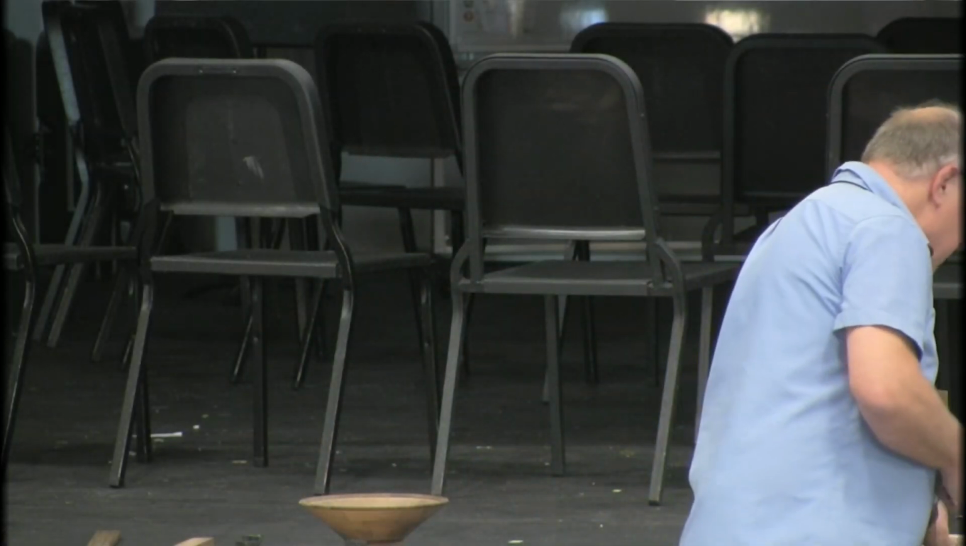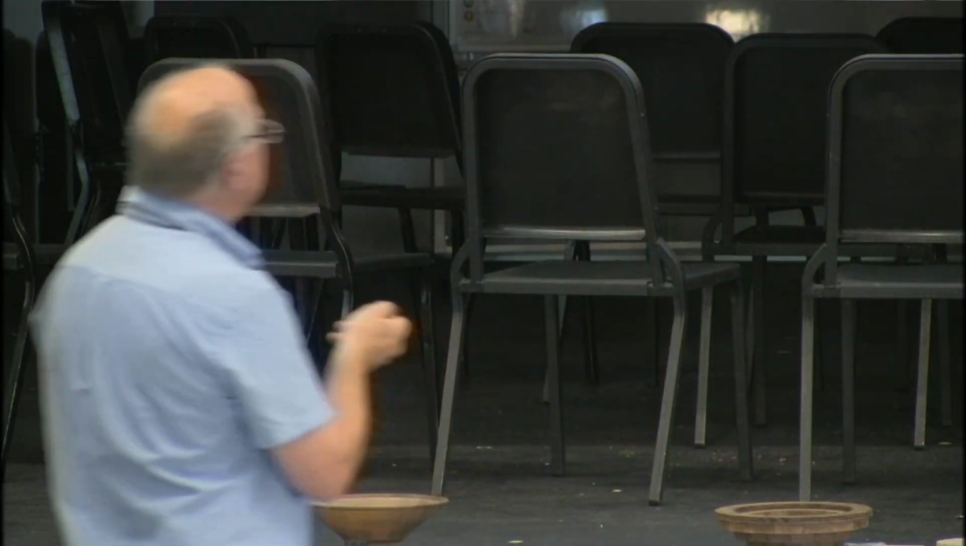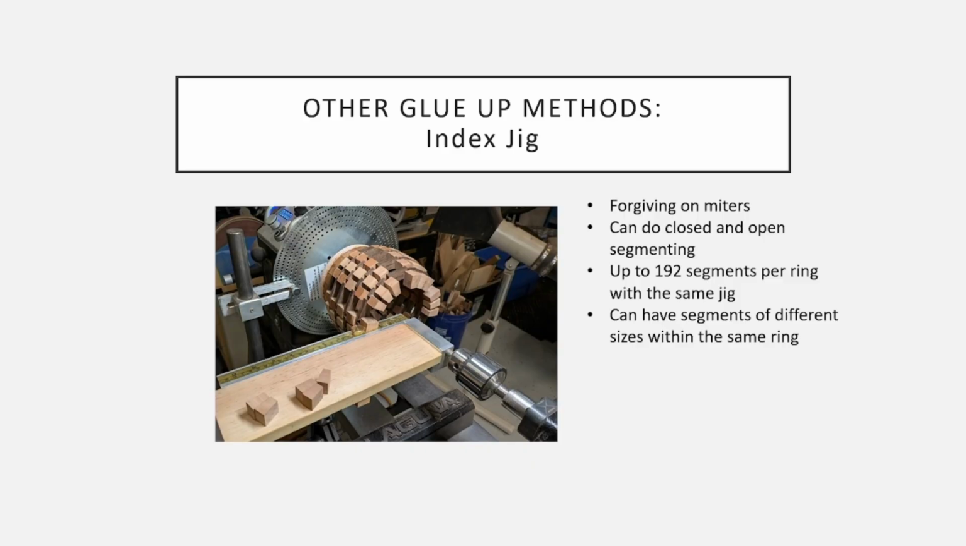All right. The last thing on these. What happened? Index jig. Okay. This one is not too difficult. These can be expensive. These run in the $300 to $900, depending on what you want to do. So the key here is you have this index ring at the back that has all these holes in it that you can dial in degrees of rotation. And then you have a stop on this little table that lets you put the segments at the right diameter that you want.